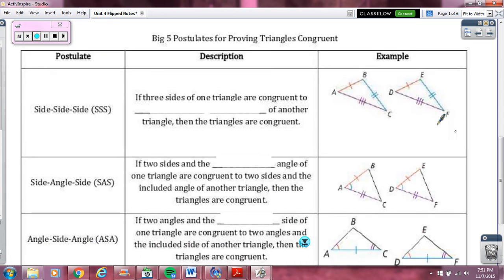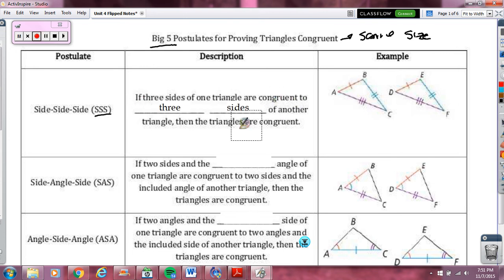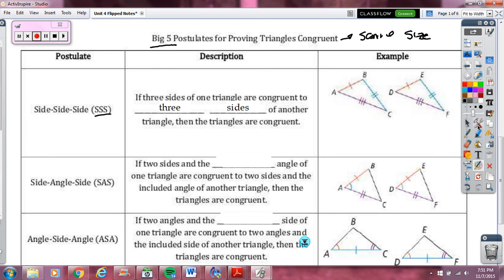Moving on to our most exciting event for the day, the big 5 postulates. These are the different ways that we can prove two triangles are congruent, or same size. So we actually just have to check a couple of things to know if two triangles are going to be the same size. We can check if they have all 3 sides in common. So if all 3 sides of one triangle are congruent to 3 sides of another triangle, then the triangles have to be the same size.